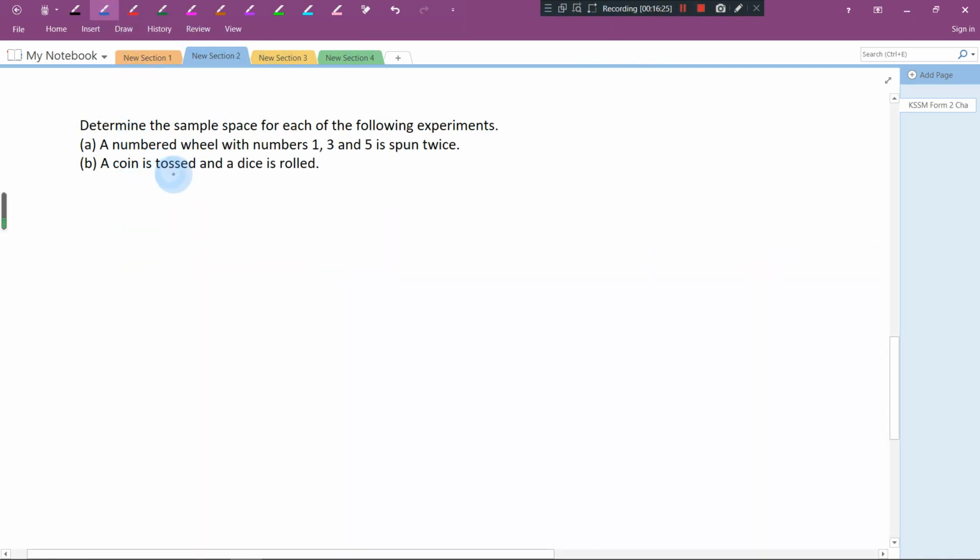A coin is tossed, sorry, not tossed, should be pronounced as toss, right? A coin is tossed and a dice is rolled. Now we have a coin and we have a dice. So let's focus on the coin. How many possibilities are there? You either get head or tails, right? 2 possibilities. So we draw 2 vertical lines. One is for head and one is for tails.